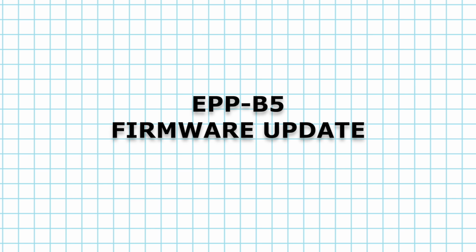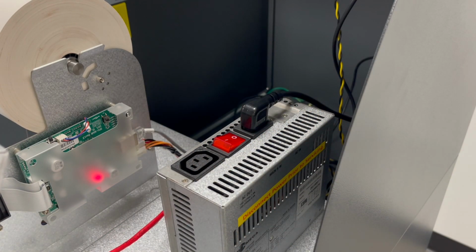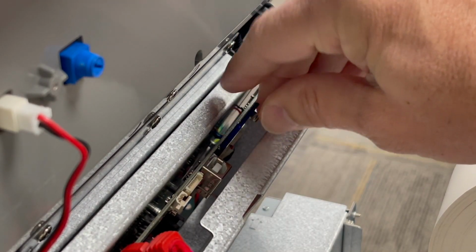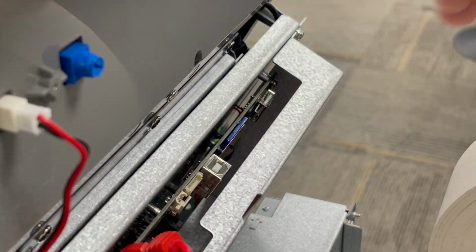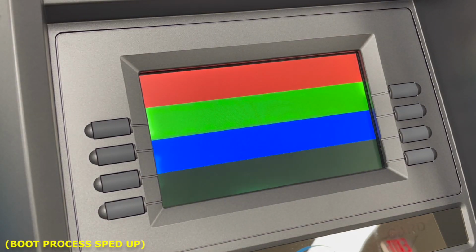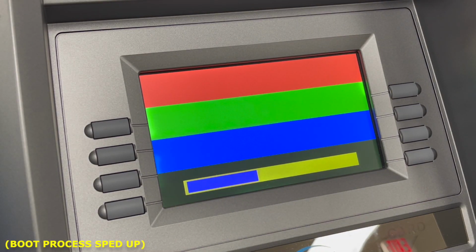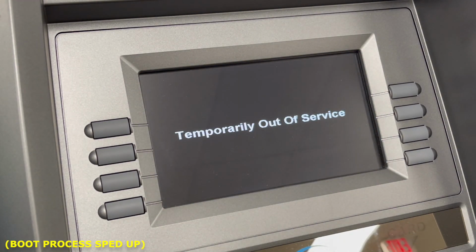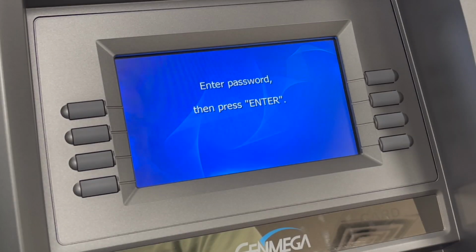B5 firmware update. Once the ATM is updated with 45C software, power off. Insert the SD card containing the firmware update software and power on. The ATM may take longer than normal to boot. It should stop at the temporarily out of service screen while files are being loaded. When the ATM finishes booting, enter the operator function menu.